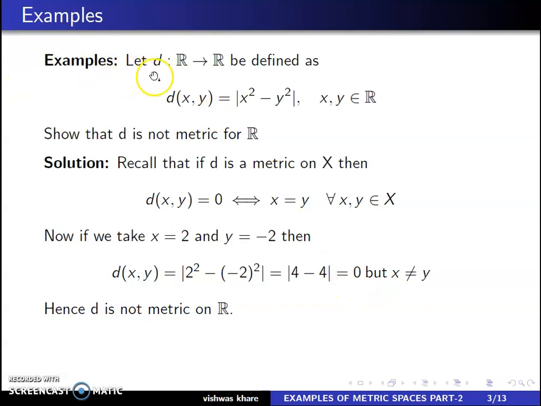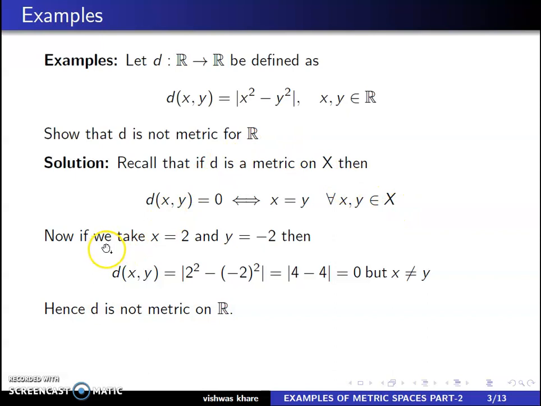Again, let us take an example. Let d from R cross R to R be defined by d(x,y) is equal to modulus of x square minus y square, for all x, y belonging to R. Show that d is not a metric on R. Again, recall that if d is a metric on X, then d(x,y) is equal to 0 if and only if x is equal to y, for all x, y belonging to X.